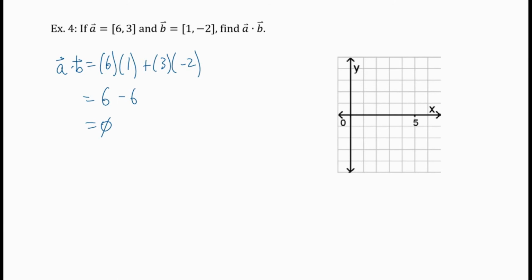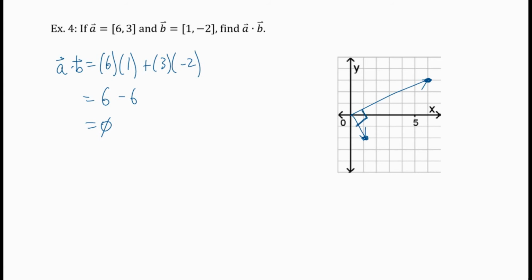What does that mean? What we talked about this? Well, let me draw out these two vectors. 6, 3 is this vector here. Okay. And 1, -2 is this vector here. And it sure looks like they are at right angles to each other.